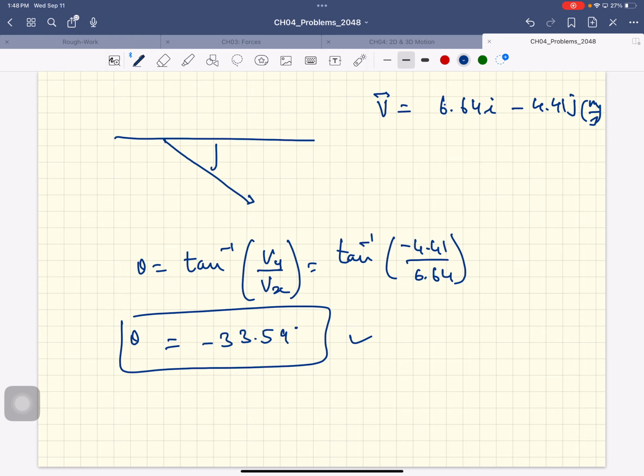So this is negative 33.6 degrees, okay? And if you wanted a positive angle, this would also be equal to plus 360 degrees, which is 326.4 degrees.